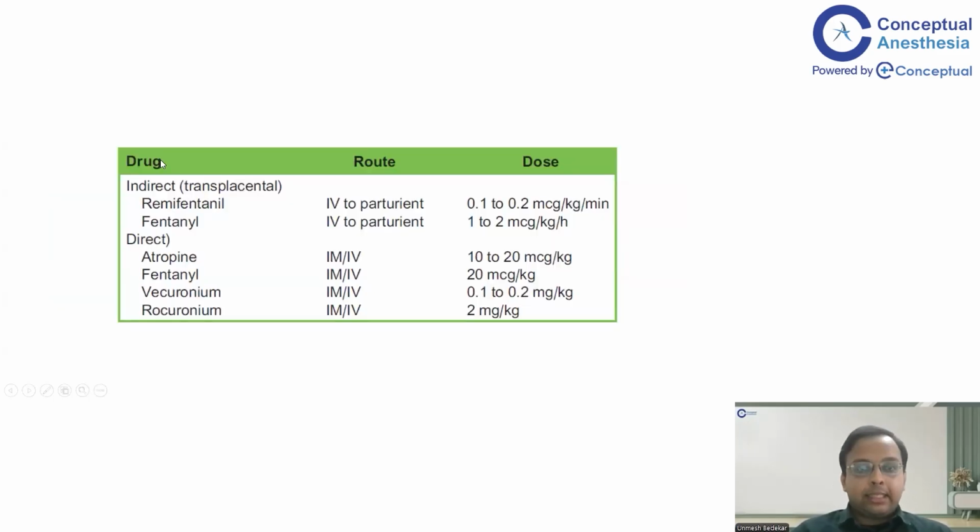You can see in this table the transplacental transfer of remifentanil. You can give it IV to the parturient in the dose of 0.1 to 0.2 mcg per kg per minute, and fentanyl 1 to 2 mcg per kg per hour. Atropine, fentanyl, and other muscle relaxants can be given directly in their respective doses.